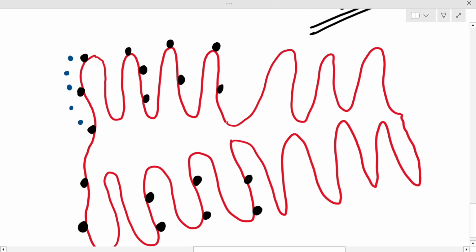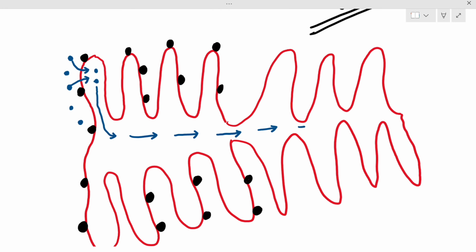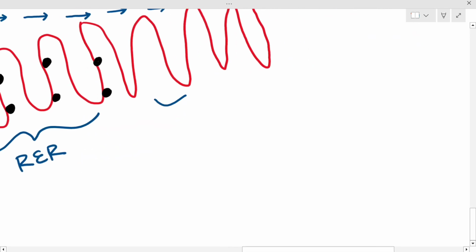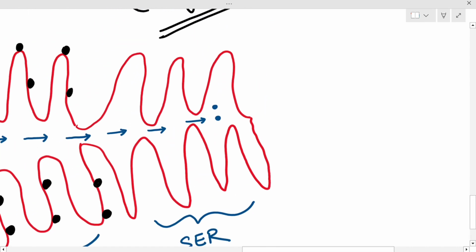Now what happened? After getting synthesized, the protein gets entered into the rough endoplasmic reticulum. Then this embedded protein gets transported from the rough endoplasmic reticulum to the smooth endoplasmic reticulum. This is the rough endoplasmic reticulum, and this is the smooth endoplasmic reticulum.